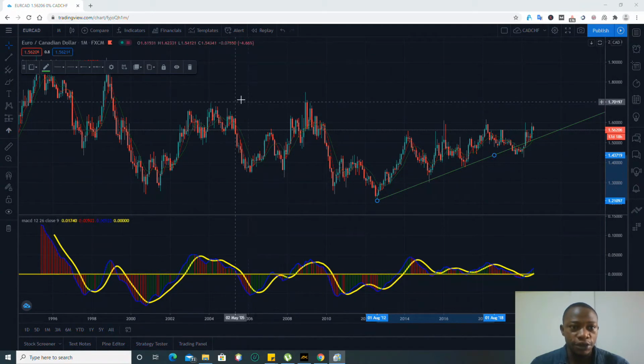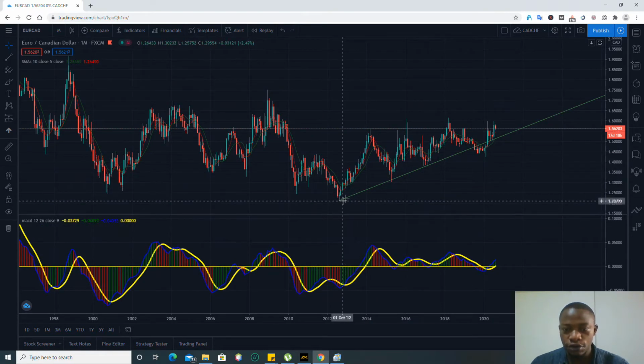Here we have the Eurocad chart. I guess you guys are all familiar with this platform called TradingView as well. I like it because of its simplicity and the big range of tools available here. I already drew a trend line for you guys so we can see clearly that, from the monthly perspective, our chart has been going upward following a certain pattern, following this trend line.